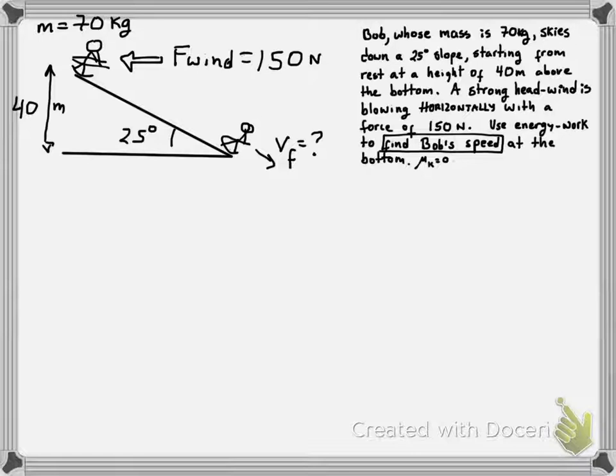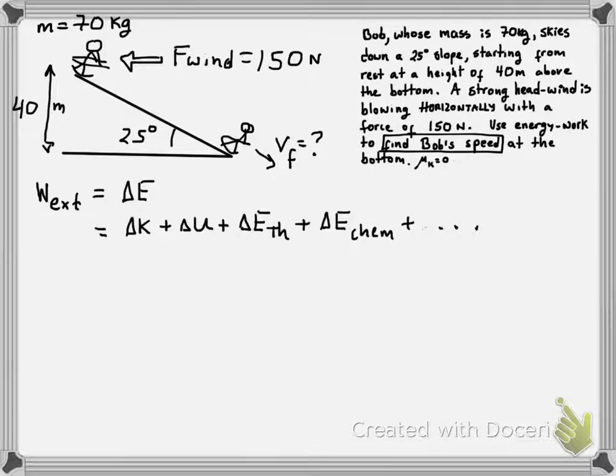What are we looking for in this problem? They're asking us to find Bob's speed at the bottom of the hill. Alright, so we're going to use conservation of energy for this problem. The basic equation for conservation of energy tells us that if there are external forces acting on a system and those forces do work, then the amount of work done by the external forces should be equal to the change in the energy of the system.